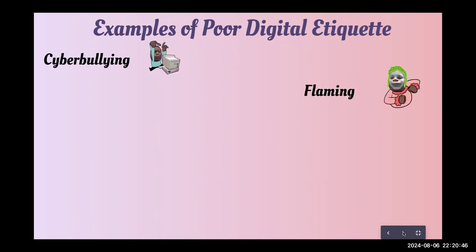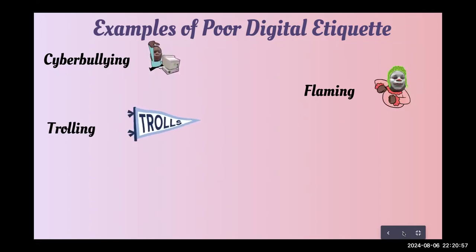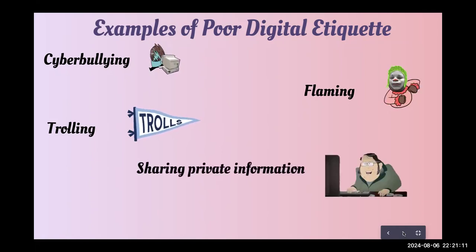Flaming. Now, if you engage in angry or hostile online arguments, that is not done. That's very poor digital etiquette. The third one is trolling. Trolling means intentionally provoking somebody online. I mean, you keep pushing a certain point and make the other person angry. This should not be done. It is a sign of poor digital etiquette. Sharing private information about others, as I said earlier, you have no right, or we have no right, to share other people's private information online. It is definitely a very, very antisocial kind of action.